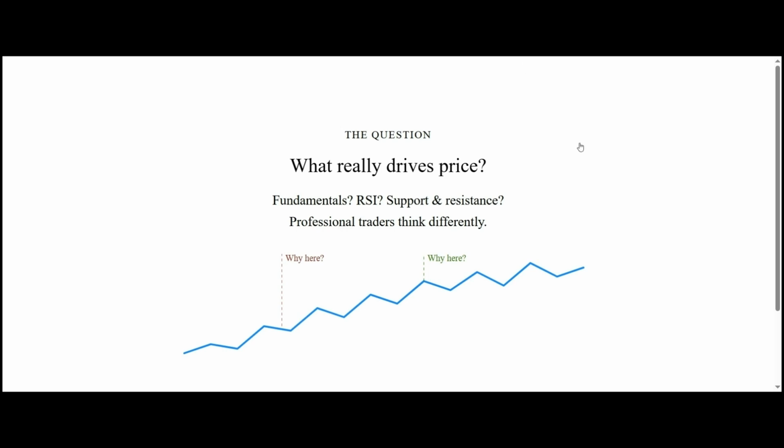Today we are going to talk about liquidity, and the million-dollar question is what really drives the price up and down? Is it the fundamentals? Is it the oscillators like RSI or MACD? Is it the so-called support and resistance? Maybe a little bit of everything, but professional traders think differently.